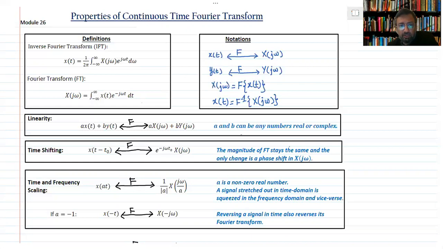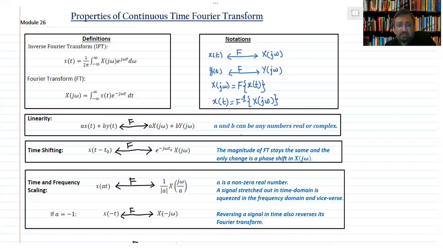You should be careful when doing this proof because if the value of a is less than 0, the limits of integration are reversed when we make the substitution. And since minus a is positive when a is negative, therefore we are able to write 1 over the absolute value of a for any non-zero real number a.